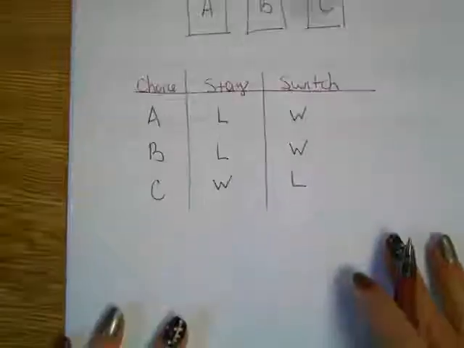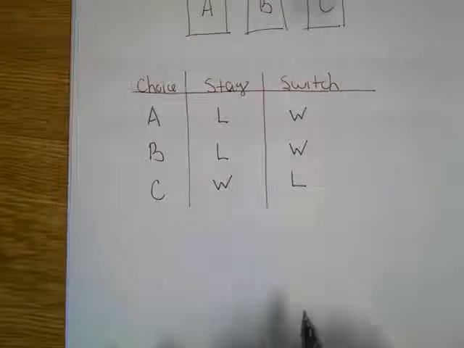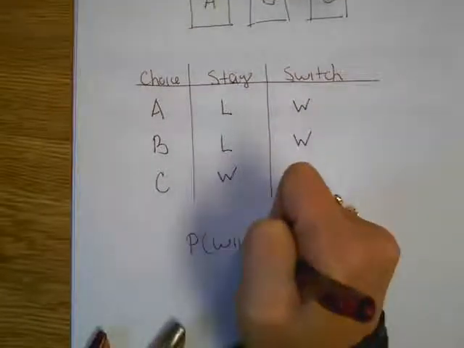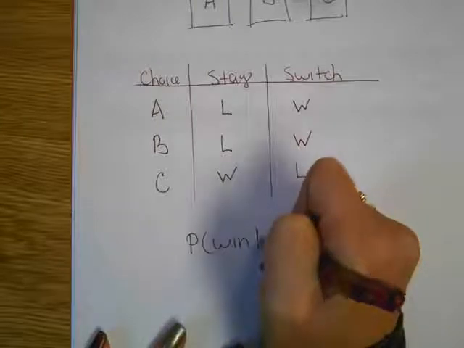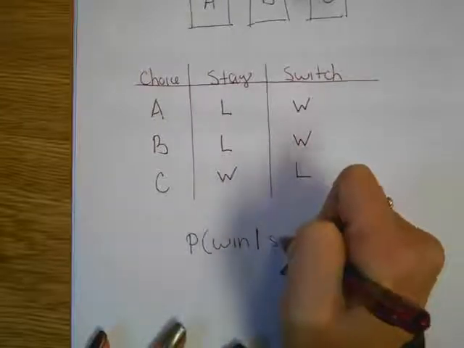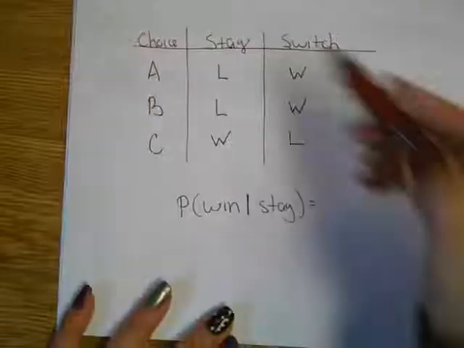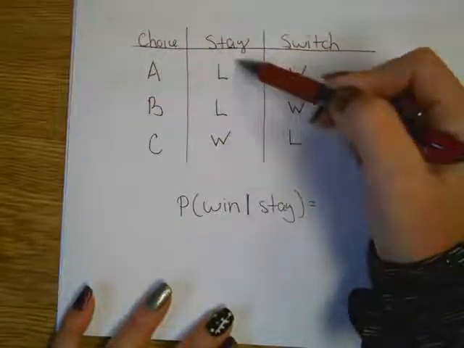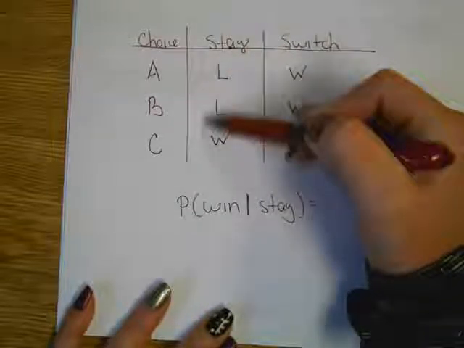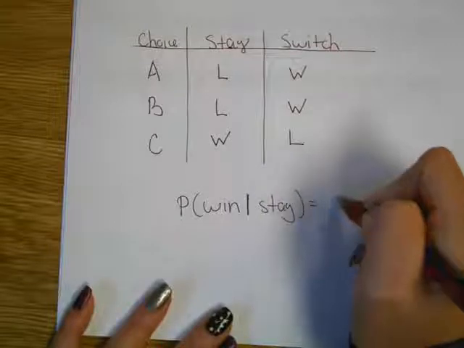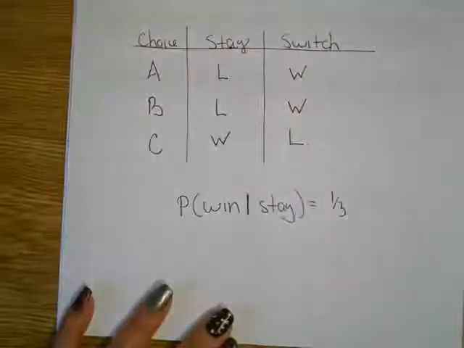So, I can change these into some probability questions. What's the probability that I win this game given that I stay with my original choice? So here's my stay situation. There's 3 possible outcomes. I win on only one of the 3 choices. So I'm a 1/3 chance of winning if I stay.